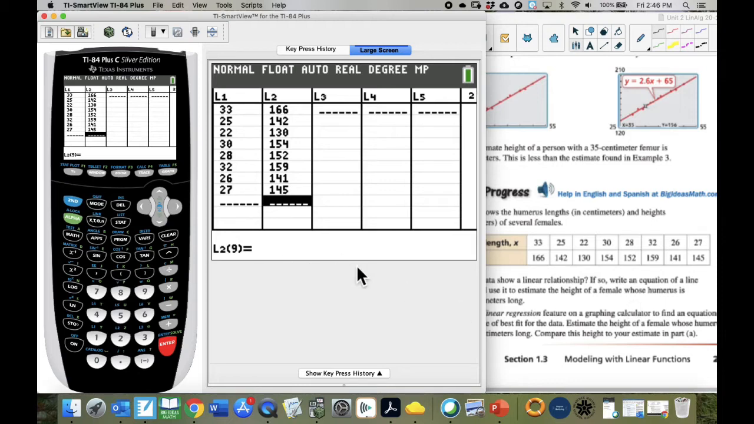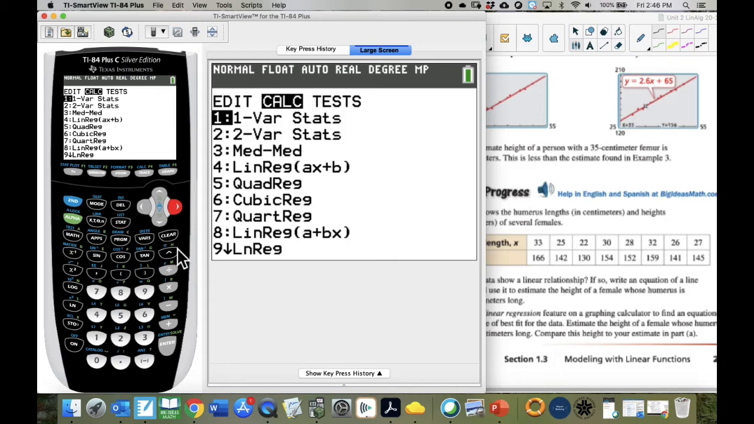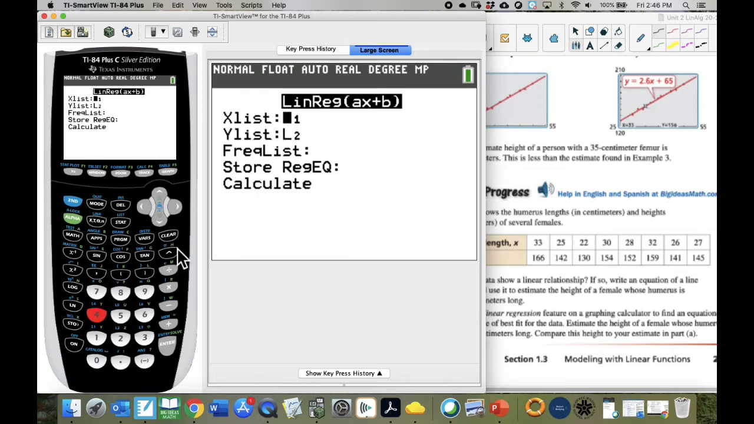All right, once we have our data in, then we need to store our data and we need to look at our scatter plot and all that. So to do that, we're going to go back to the Stat button. This time we're going to choose Calc. So we right arrow to Calc, and we want to choose linear regression, that's 4. Your X list should say L1, your Y list should say L2. Frequency list, we're going to leave that off.